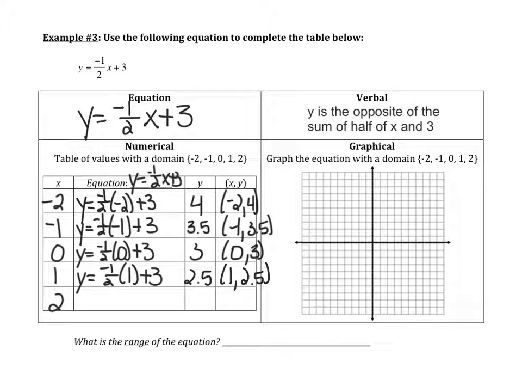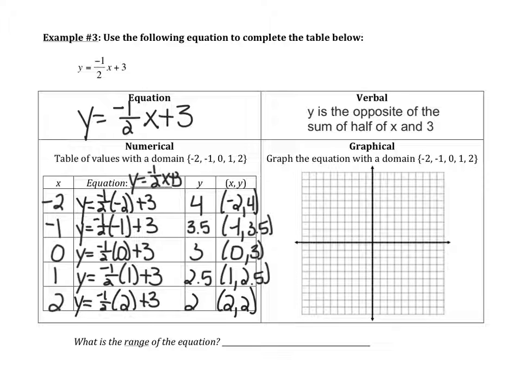And my last ordered pair would be y equals negative 1/2 times positive 2 plus 3. A negative times a positive is a negative. Half of 2 is 1. So basically out of this I'm going to get negative 1 plus 3, the same thing as 3 minus 1, which is 2. So my ordered pair would be 2, 2.